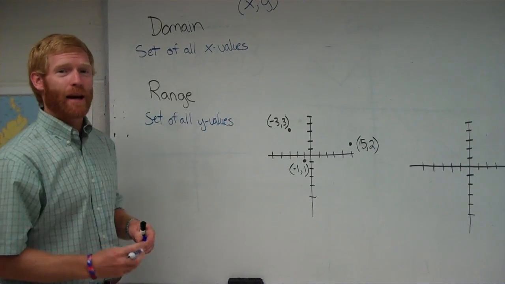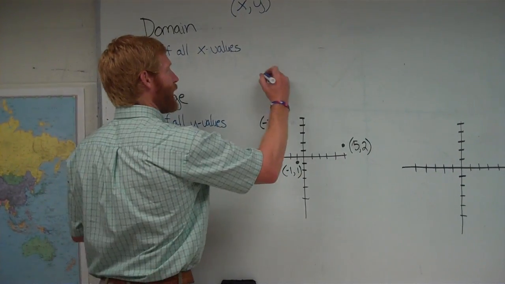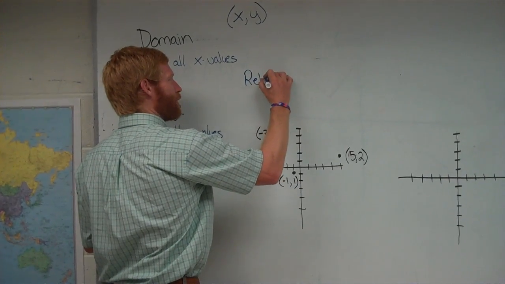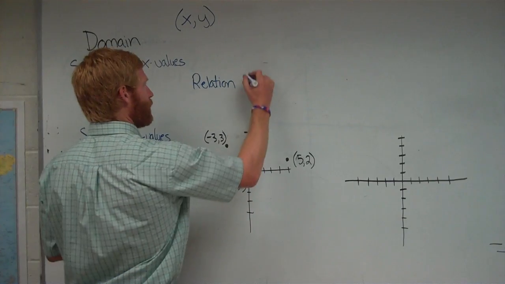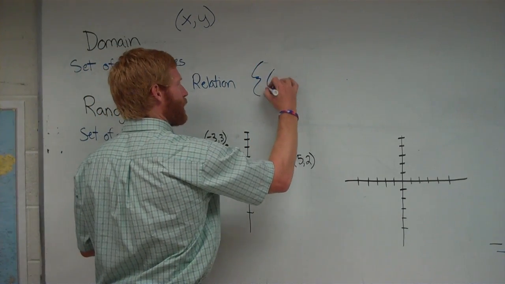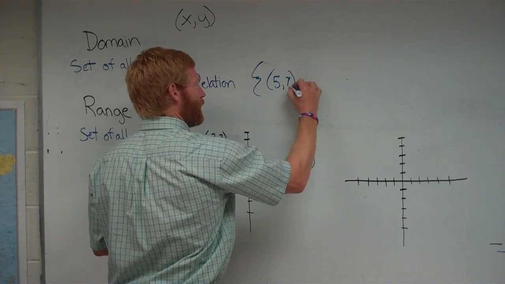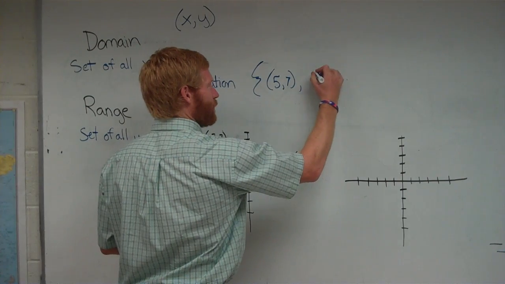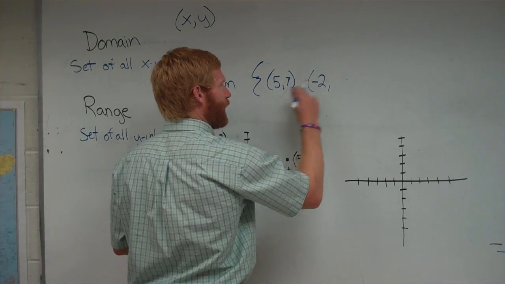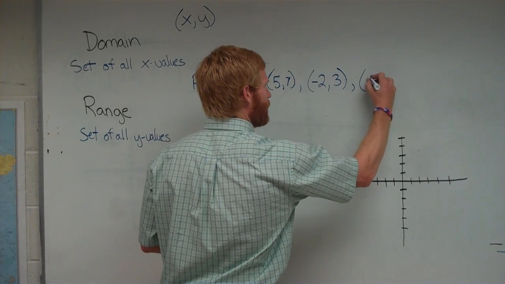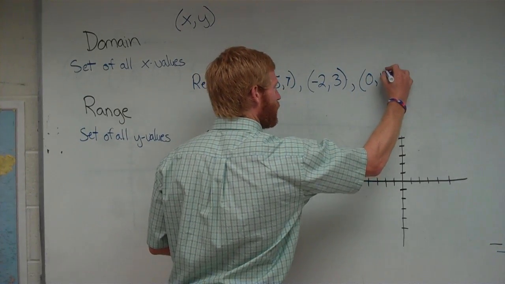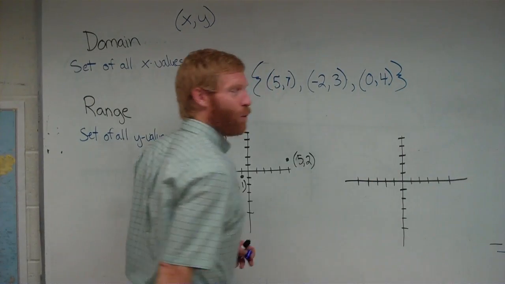All right, so let's look at it in a couple different ways. First off, we're going to look at it from a relation of points, a set of points. So a relation would be represented as ordered pairs. And I'm going to use (5, 7), (-2, 3), and (0, 4). These are my 3 points.